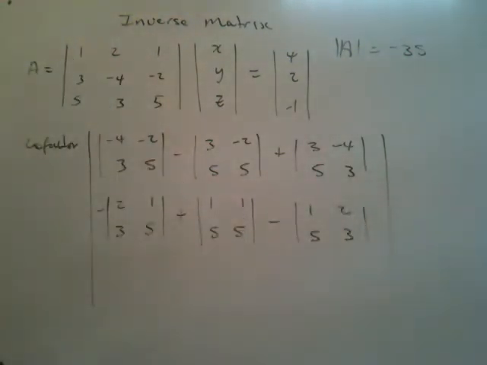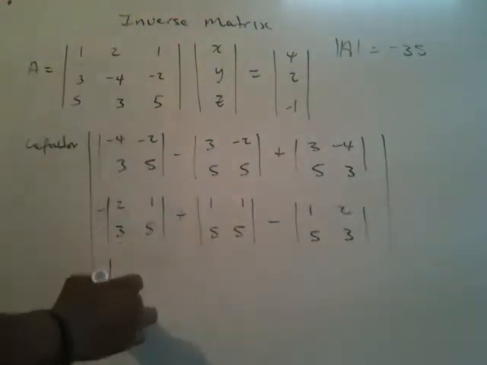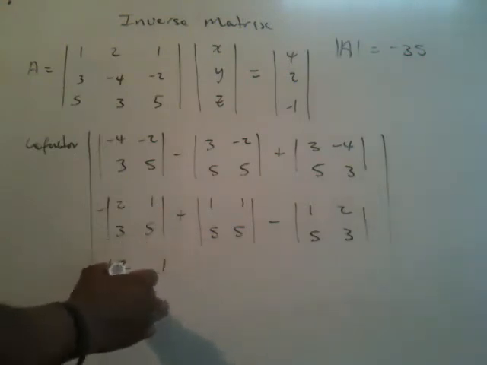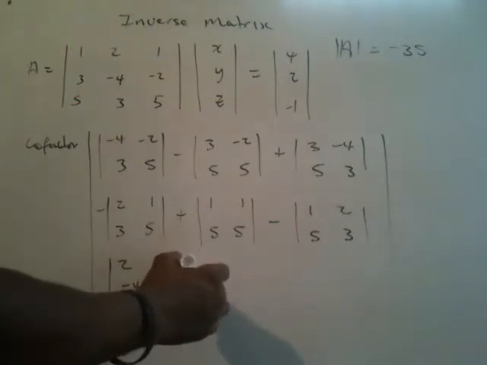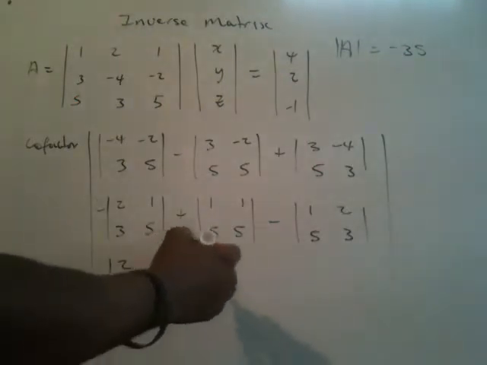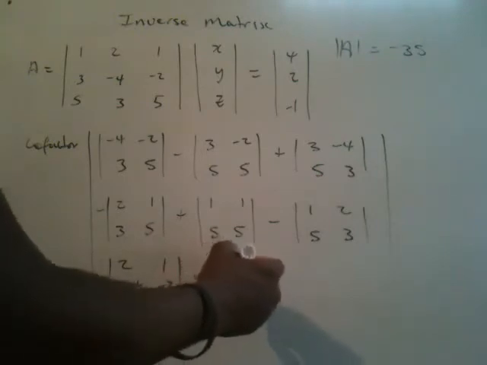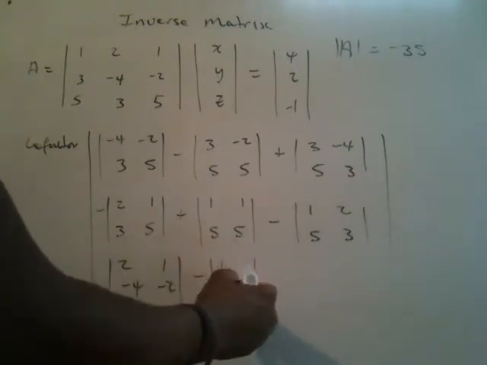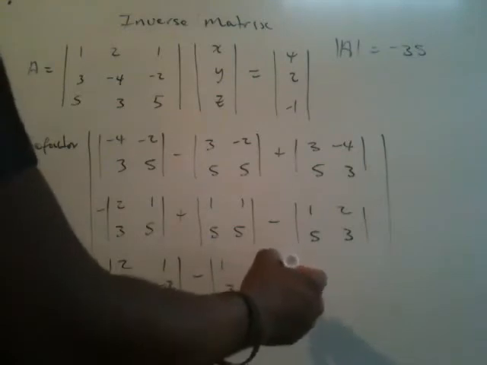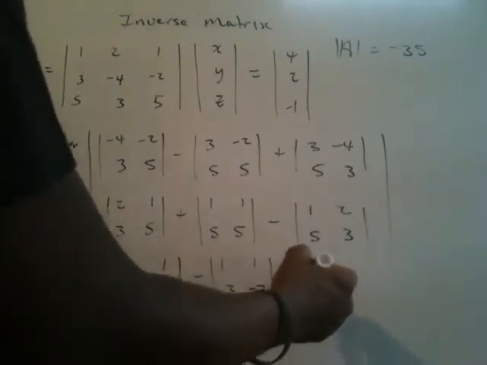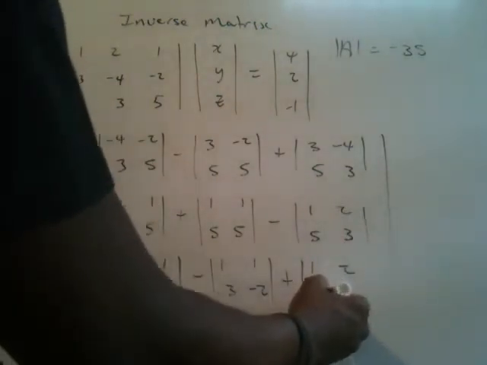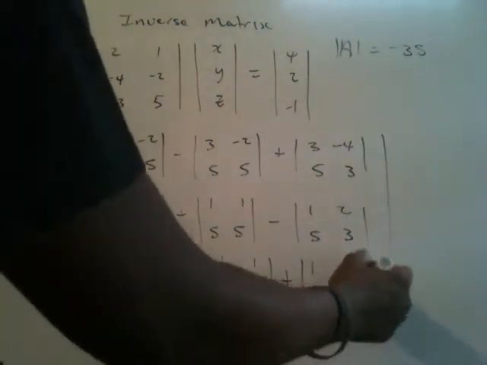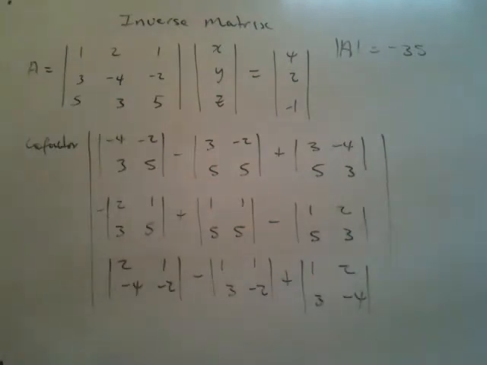Now we do the same thing for 5, so we end up with 2, 1, -4, -2, and we have a minus sign, so we're left with 1, 1, 3, and -2. Then we have a positive sign for this element, number 5, so we end up with 1, 2, 3, and -4. So that is how you find the cofactor.